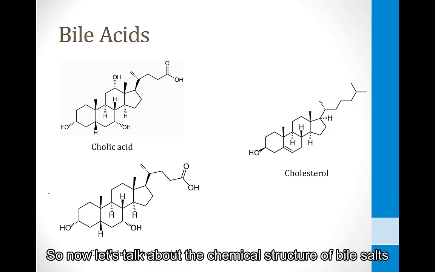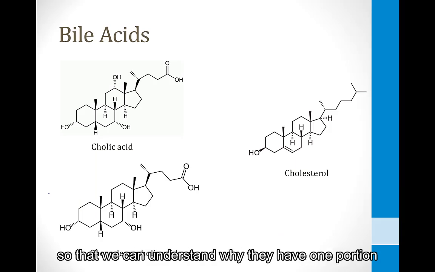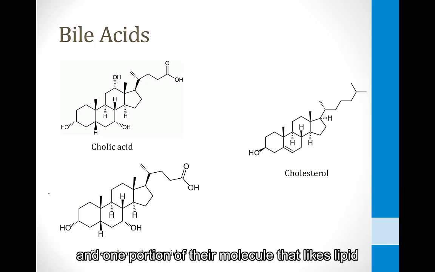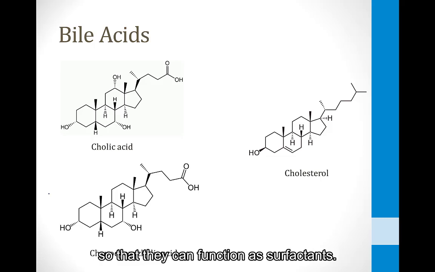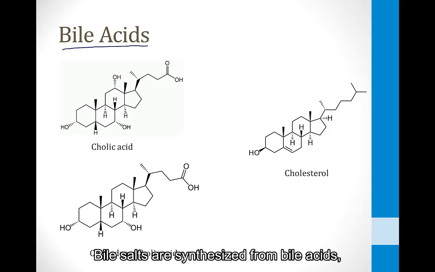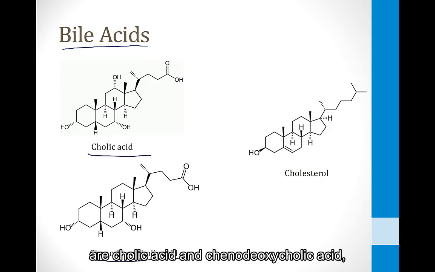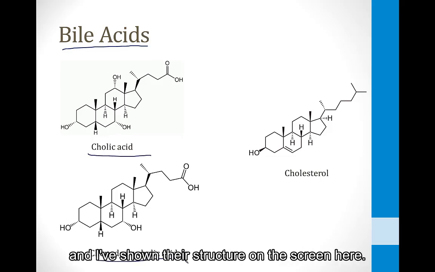So now let's talk about the chemical structure of bile salts so that we can understand why they have one portion of their molecule that likes water and one portion of their molecule that likes lipids so that they can function as surfactants. Bile salts are synthesized from bile acids, and two of the most common bile acids in the human body are cholic acid and chenodeoxycholic acid, and I've shown their structure on the screen here.